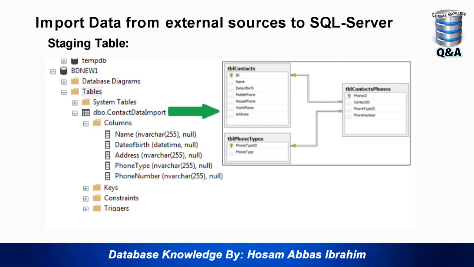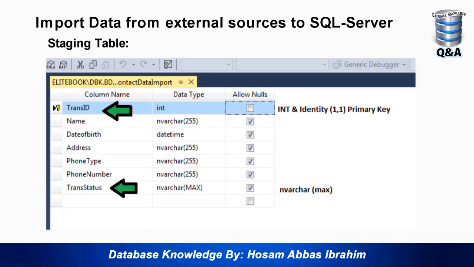In order to do that, we need to add two columns. Right click on the table, say design. At the top we press insert column, and we put a column. We call it transaction ID. This will identify every single row in order to make a unique number for my transaction, which I use in my import process. And I will add another column and call it transaction status, where I have to capture the errors or the status of importing this record.